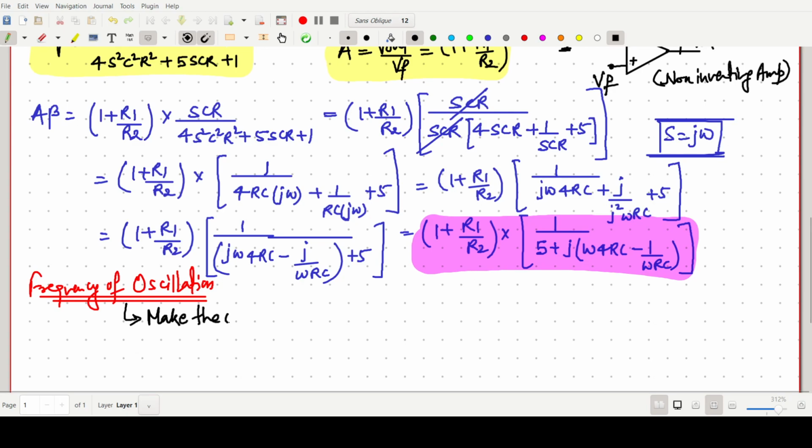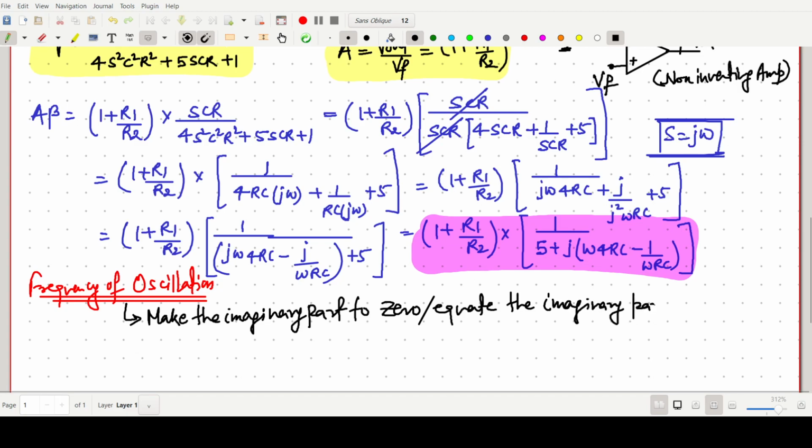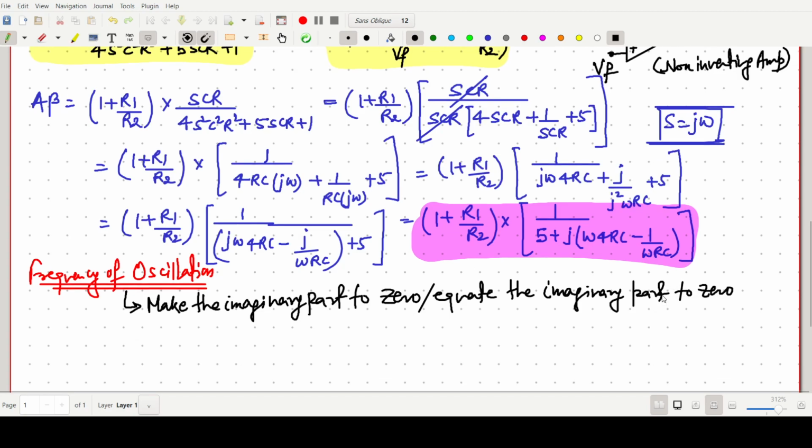Make the imaginary part to 0, or we can say equate the imaginary part to 0, or simply say equate the imaginary part to 0.